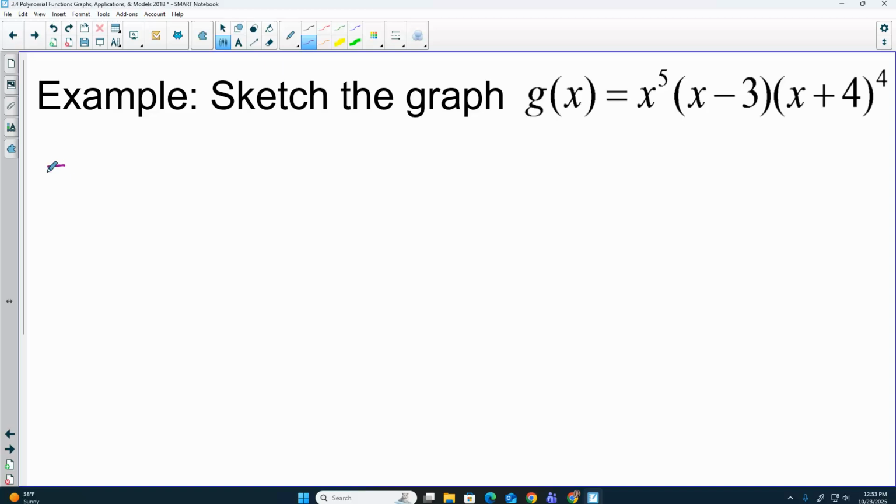End behavior. So we have to think about if we multiplied it out, we would have an x to the fifth times an x times an x to the fourth. So altogether that would give me x to the 10. So what should that look like? Up, up. Evens look like parabolas.